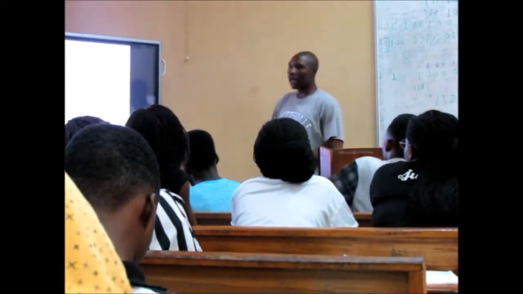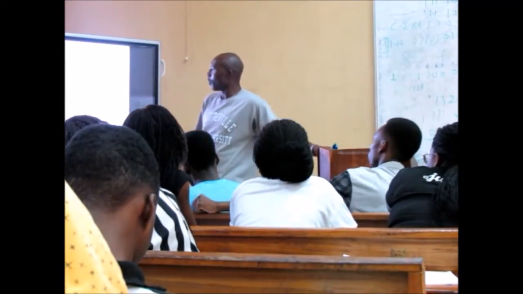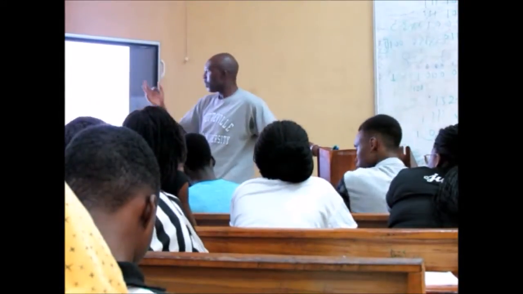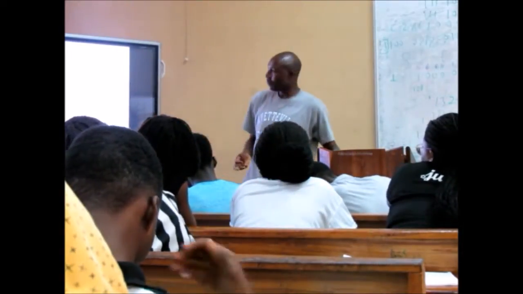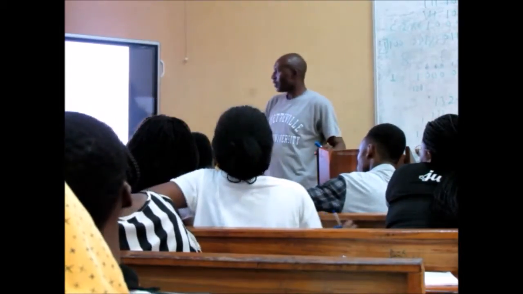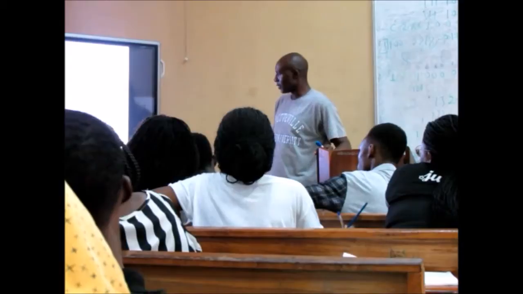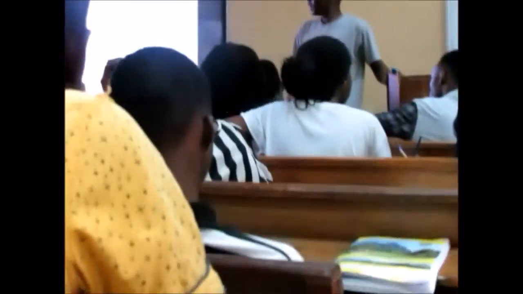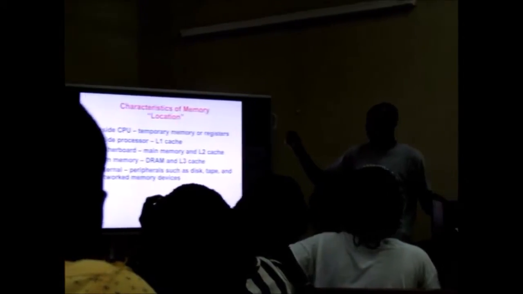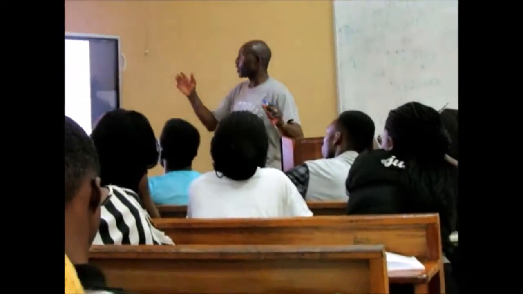We can actually talk about memory based on what you can see here: on location, capacity, unit of transfer, access method, performance, physical type, physical characteristics, and of course organization. We can talk about them in a number of ways. We have just picked some of these things, and that's what this note is actually about. Just one of them has to do with location.